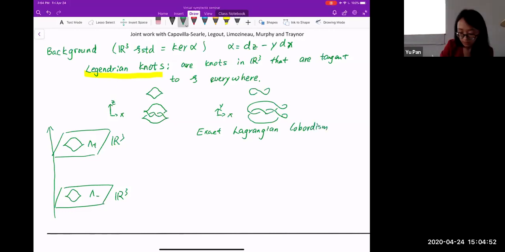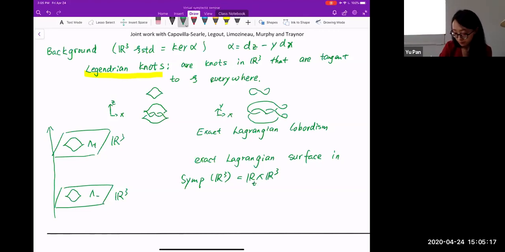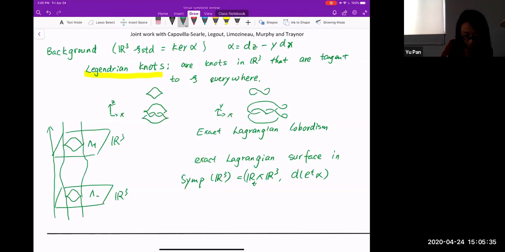By this, we basically mean it is an exact Lagrangian surface in the symplectization of R3, which is exactly R cross R3. And if this additional direction is parameterized by t, then the two form we use is d of e to the power t alpha. All right. So we want a surface living in R4 that is cylindrical on top and cylindrical on bottom and compact in the middle. So we want it to have cylindrical ends.